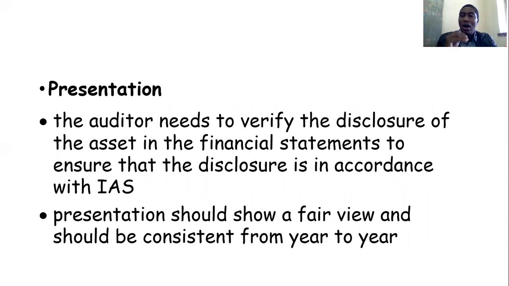How have we presented our financial position item, the non-current asset? Is it presented in the asset section or is it presented in the liabilities section? But we have covered all that because we have recognized the asset, we have measured the asset. So how are we going to present it? We are going to present our non-current asset in the statement of financial position in the non-current asset section. We're going to do it according to IAS number 1, the preparation and presentation of financial statements. The presentation should also show a fair view. It should be consistent from year to year.